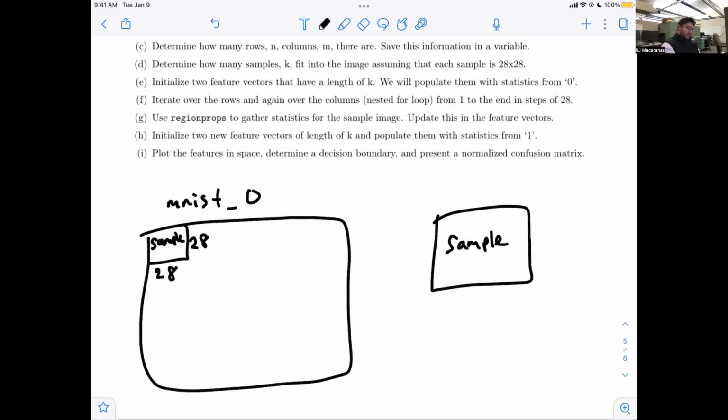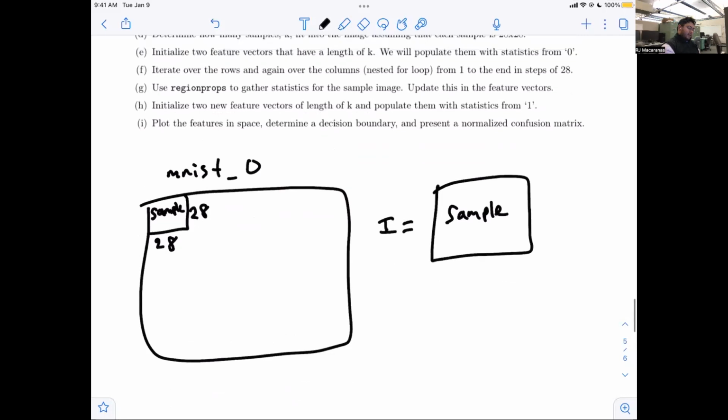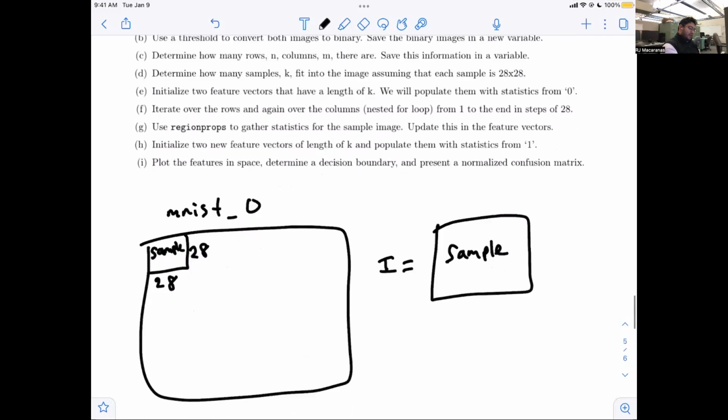And it's just some image, right? So we can say I is equal to that or something. I think I called it sample actually in my example script. So I is equal to that, and then we run a region props. Or so first of all, actually we start by taking the whole image.